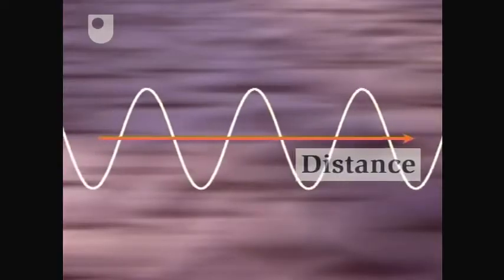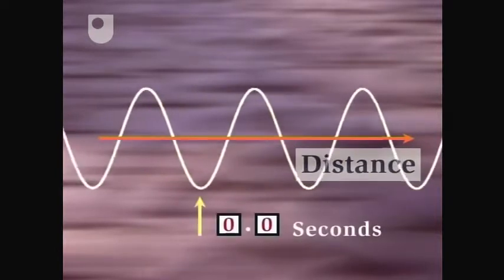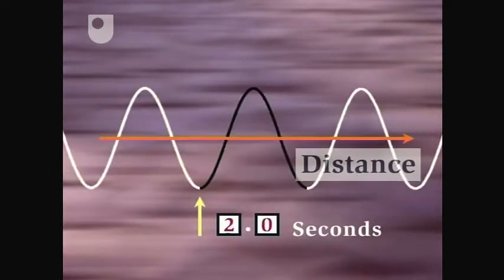This is the original displacement against distance graph of the water surface. With the digital clock, you can see that the wave takes 2 seconds to travel a distance of 1 wavelength. So the period of this wave is 2 seconds. This means that only half a cycle of the wave passes by a fixed point in 1 second.